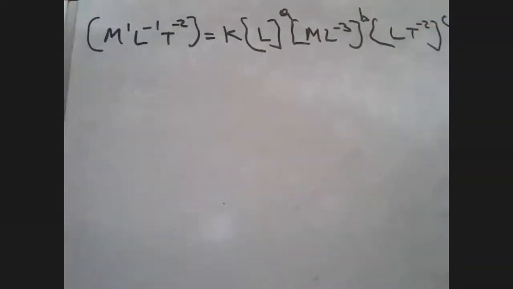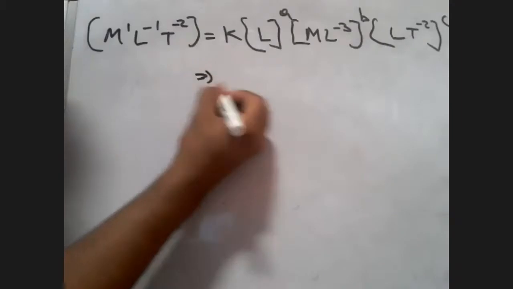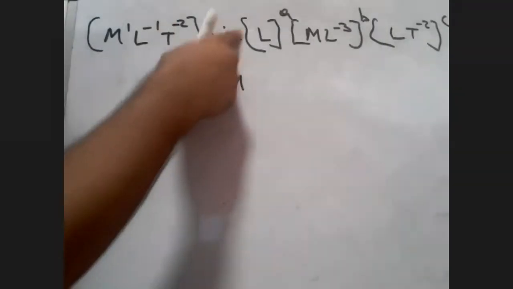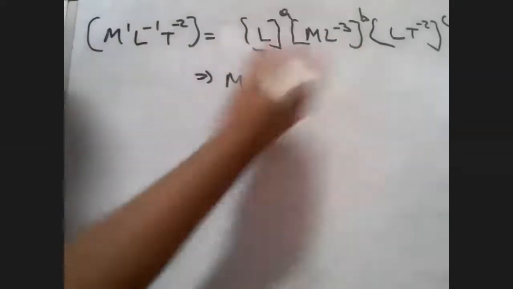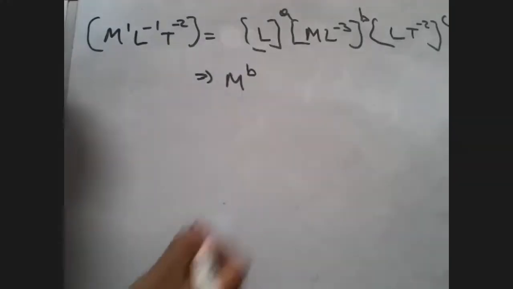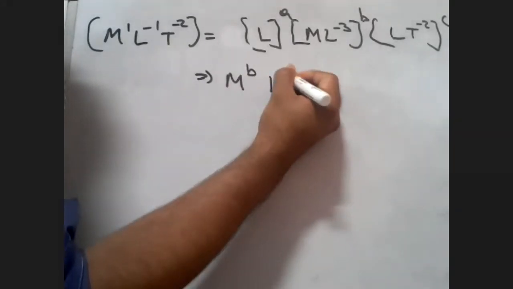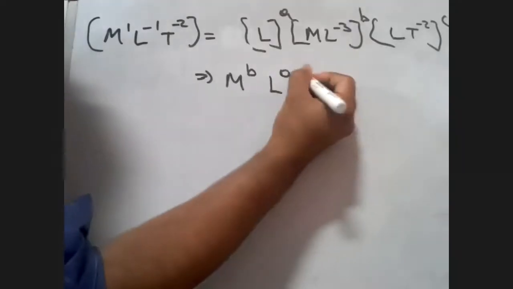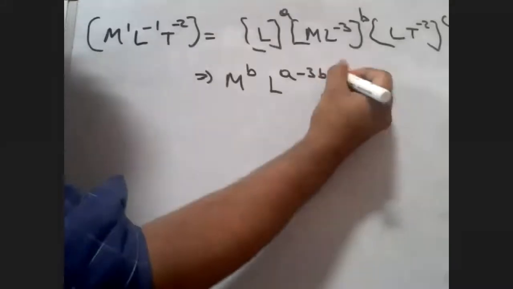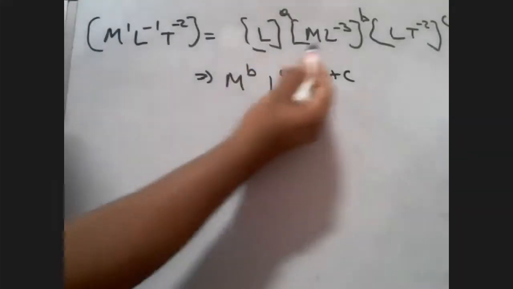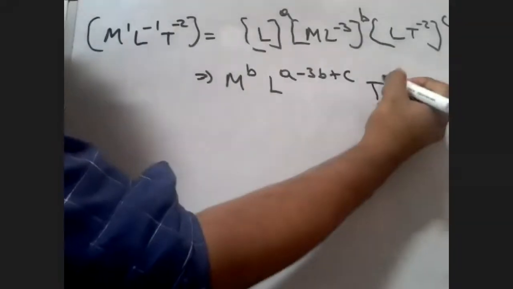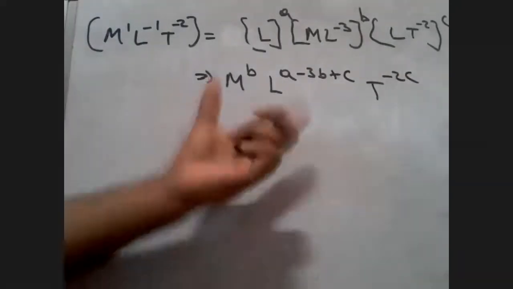Now look here. What we can do on the RHS, students, take out M. Forget this constant K, let's not worry about that. What is M here? M raised to B, isn't it? Just separate everything. L will be what? L is raised to A, and another L is here, minus 3B, and another L is there, plus C. L is here, L is here, L is here. And what about T, students? T is raised to minus 2C. Yes or no? This is what we got.